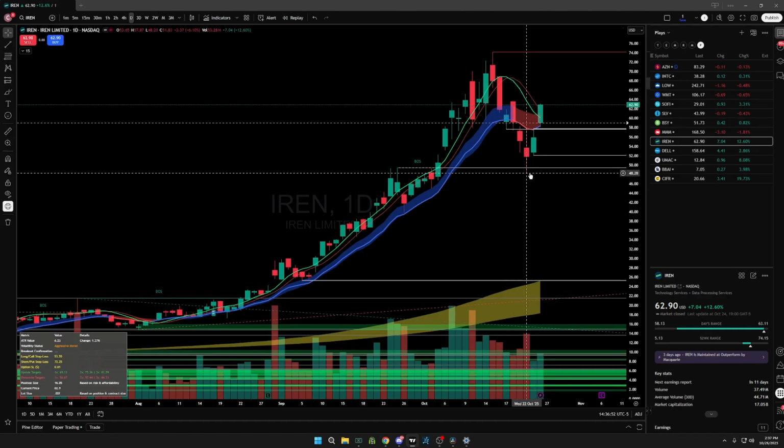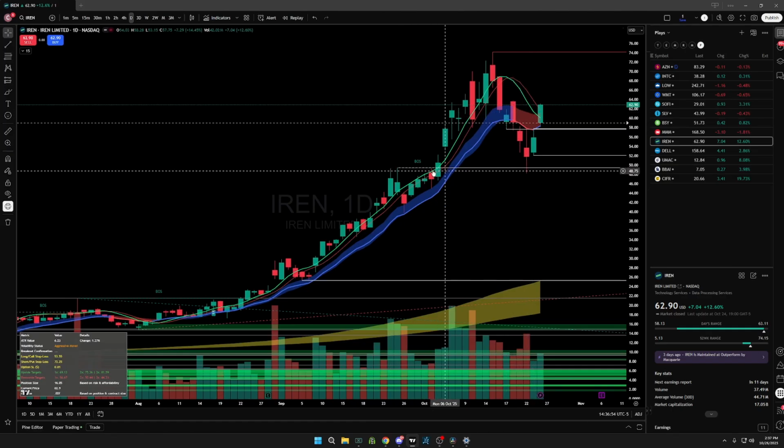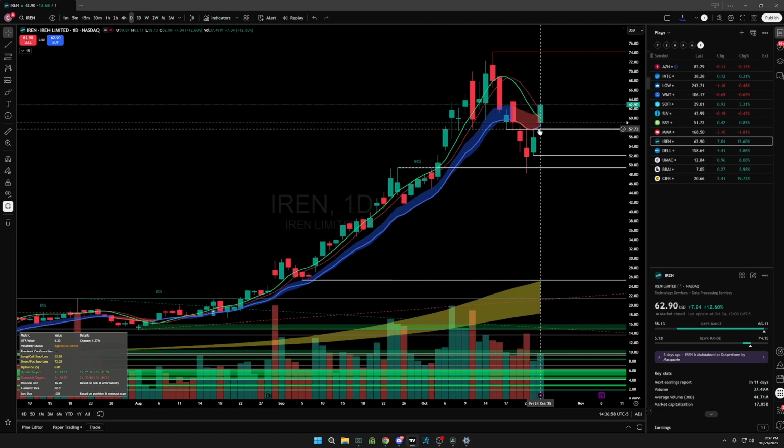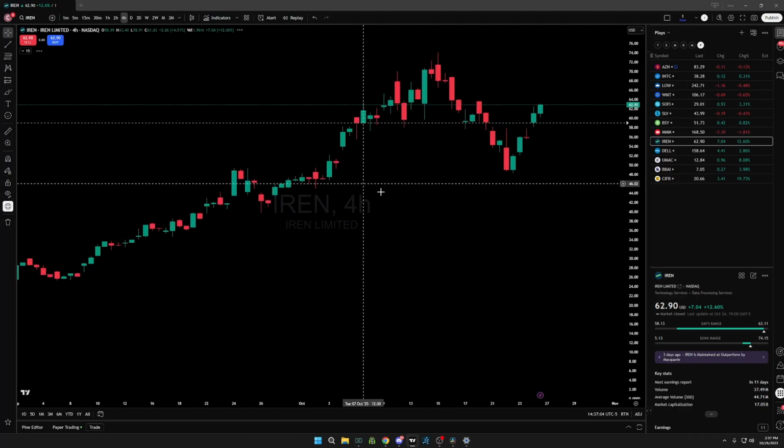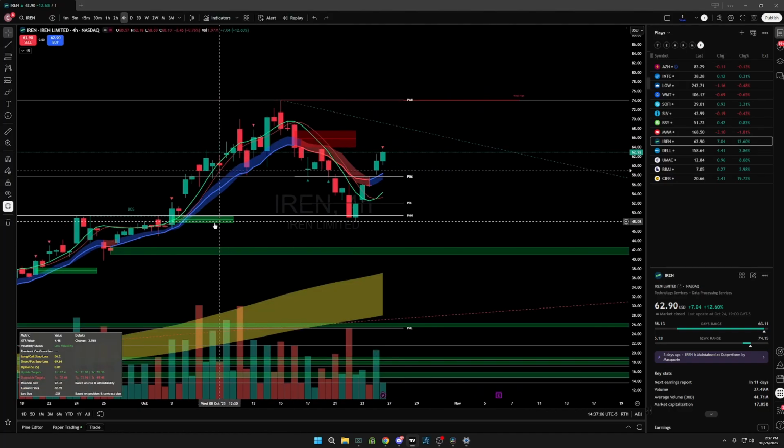And then it comes back to this old support, well, previous resistance, now support, and bounces off, and now the cloud is turning back blue, signaling a reversal. If we drop down to the 4 hour, it just confirms my thesis right there.